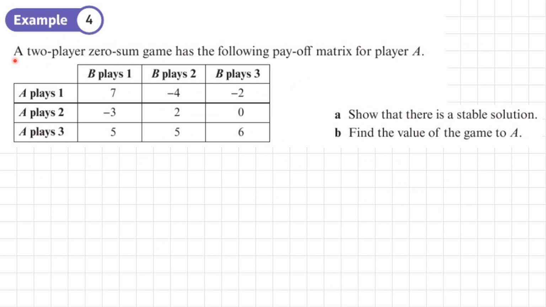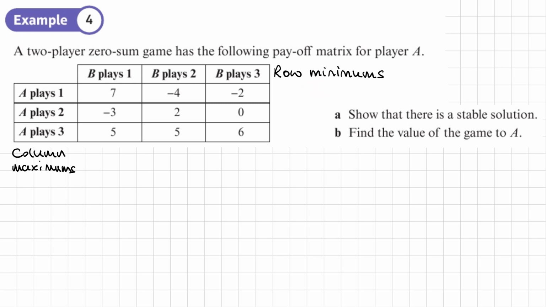Example 4. A two-player zero-sum game has the following payoff matrix for player A. So these numbers in here are from player A's perspective. First thing that we need to do is to show that there is a stable solution. So the first thing that we need to do is to work out the row minimums. I'll write those down. Then the column maximums. And let's start with the minimums first.